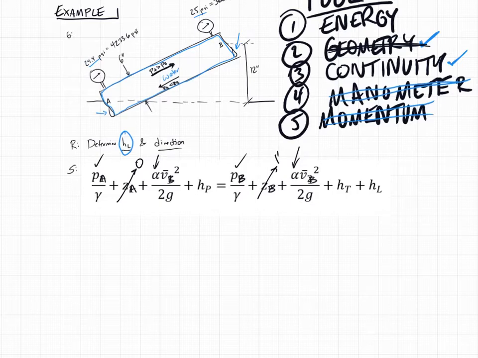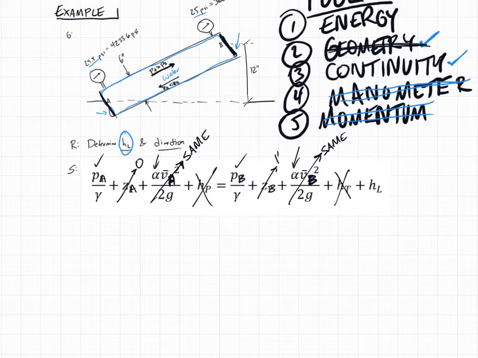Okay, now we got to do VA right here, and VB right here. And we need to figure out what those are. Now, the nice thing is, from continuity, the area of the pipe at B and the area of the pipe at A are the same. So VA equals VB by continuity. So it doesn't matter what this is because it's the same thing as it is here. So those two by algebra go away. We don't have a pump. We don't have a turbine, but we do have head loss.